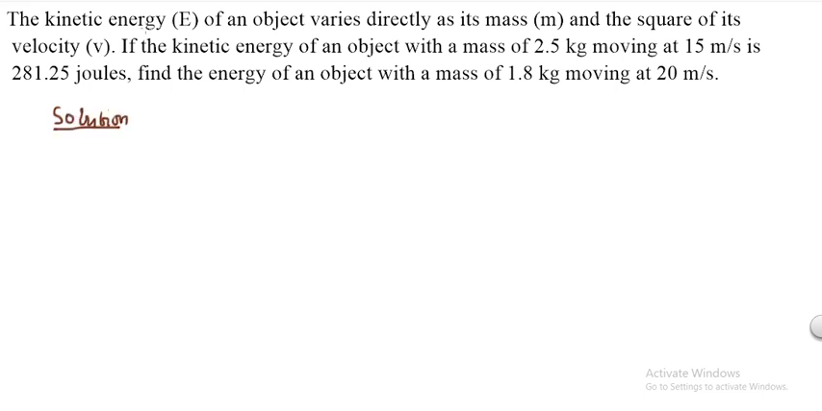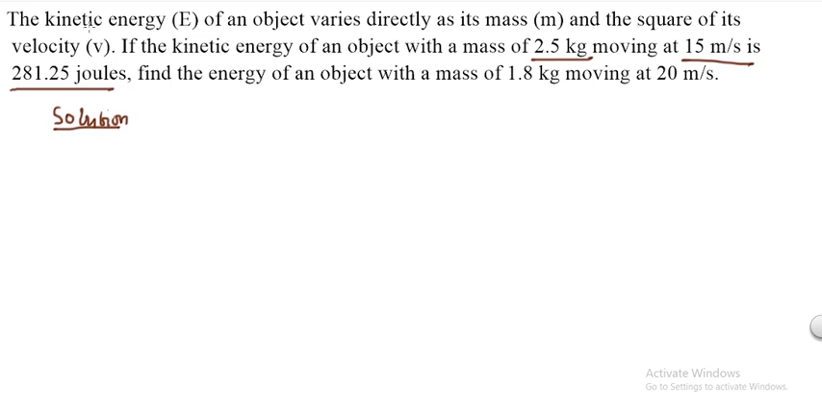We're told that the kinetic energy E of an object varies directly as its mass and the square of its velocity. We are told that if the kinetic energy of an object with a mass of 2.5 kilogram moving at 15 meter per second is 281.25 joule, find the energy of the object with a mass of 1.8 kilogram moving at 20 meter per second. Now, the first thing we want to do is to find the variation relationship.